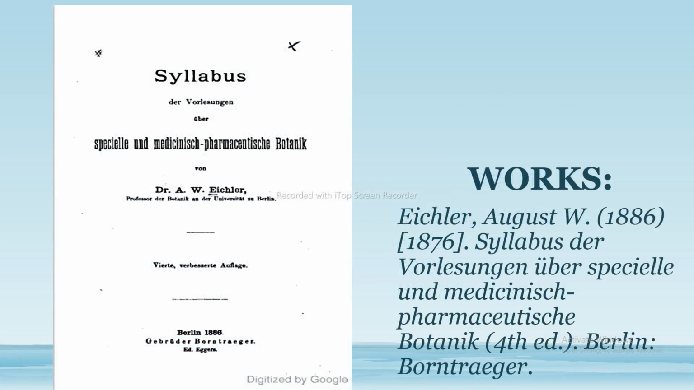So this is Eichler, August Wilhelm, 1886, Syllabus der Vorlesungen, phylogenetisch über specielle und medicinisch-pharmaceutische Botanik, fourth edition, Berlin, Borntraeger. It was published in 1886. You can see it in the figure.